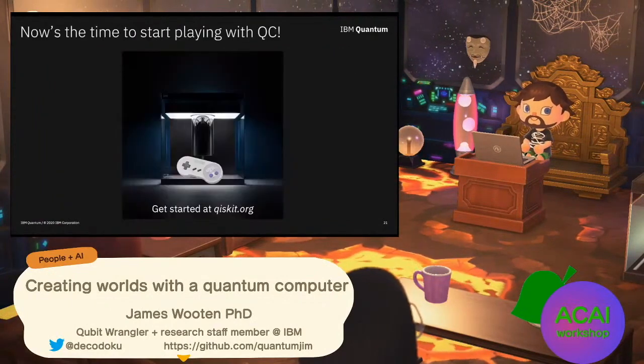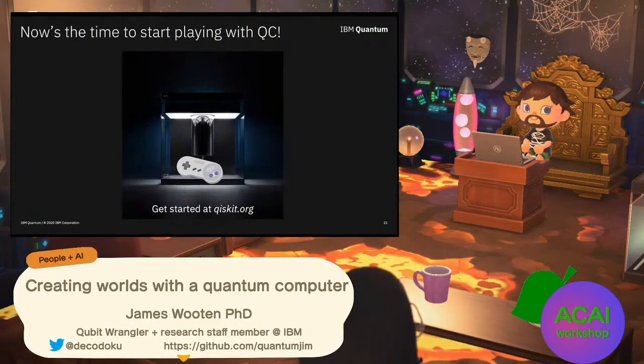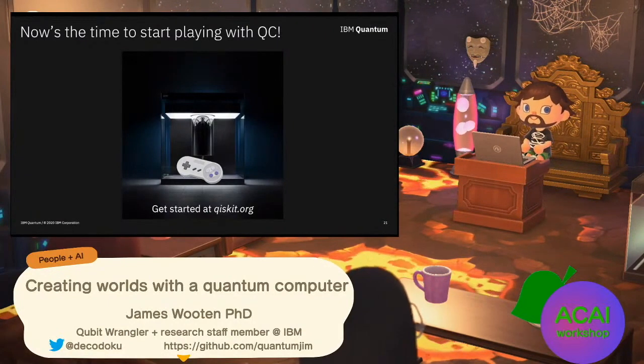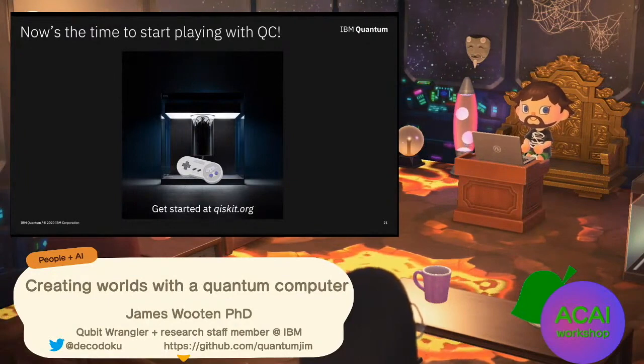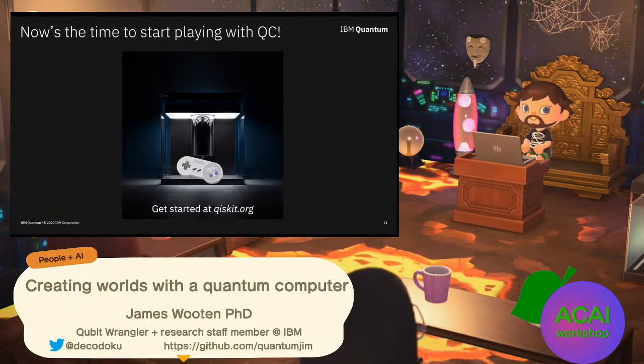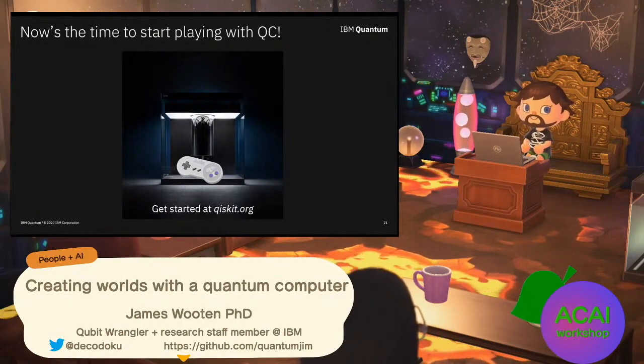So yeah, now's the time to start playing with quantum computing. I would say for AI, for all other kinds of things, you've got an opportunity now to actually use these systems. If you want to know more, the best place to get started is qiskit.org. Qiskit is the name of our software framework for quantum computing. So basically, that's what I wanted to say.